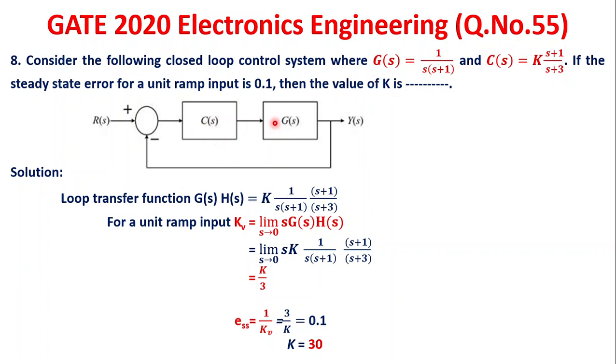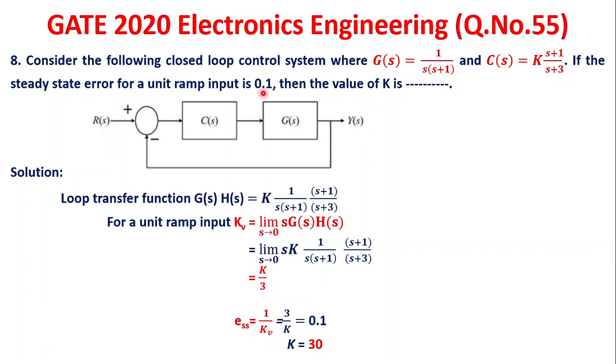So g of s is 1 by s into s plus 1. Anyway, h of s is 1 because it is unity feedback. Therefore, finally, the loop transfer function g of s and h of s means c of s and g of s into this. That means we have to simply multiply whatever is given. K into 1 by s into s plus 1 into s plus 1 by s plus 3.